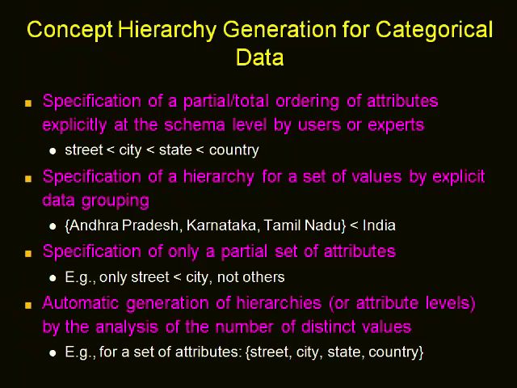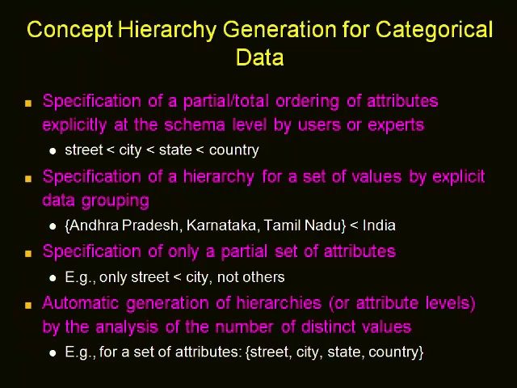The second case is the manual definition of a portion of a concept hierarchy. Basically, this mechanism is used to define explicit groupings for a small portion of the intermediate level of the data. For example, Andhra Pradesh, Karnataka, and Tamil Nadu are part of southern India. So this is the explicit grouping we are doing of different states of a country, India.